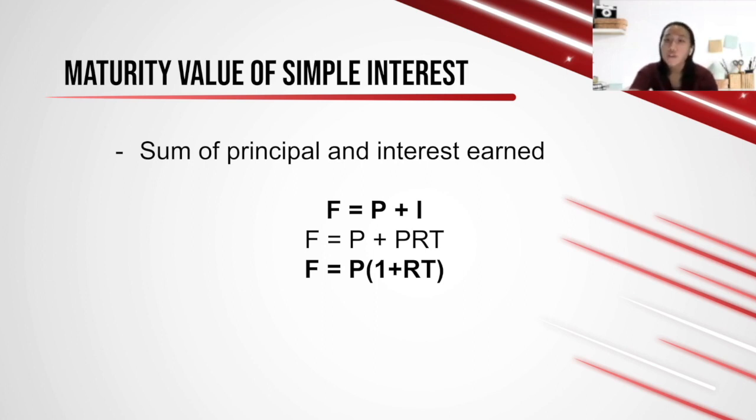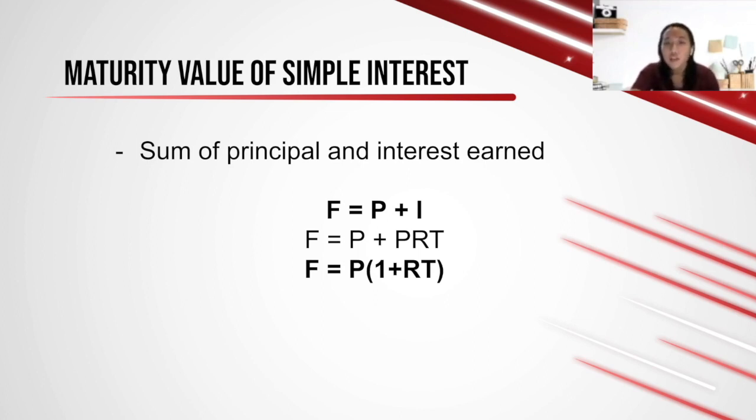For these topics, it is important to have the skill of manipulating equations so we can solve for other missing variables even if we only know one equation. So for example, if the problem is looking for the time of loan, we can simply manipulate this equation, F = P(1 + RT), by isolating T, and we will get T = (F − P) / PR.